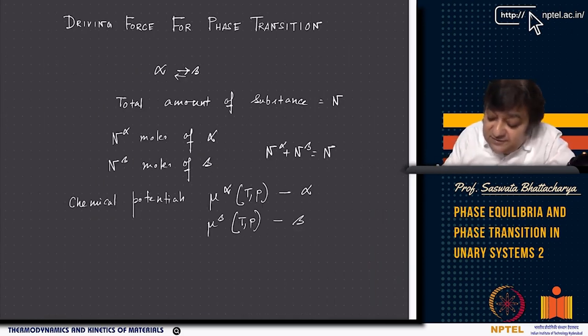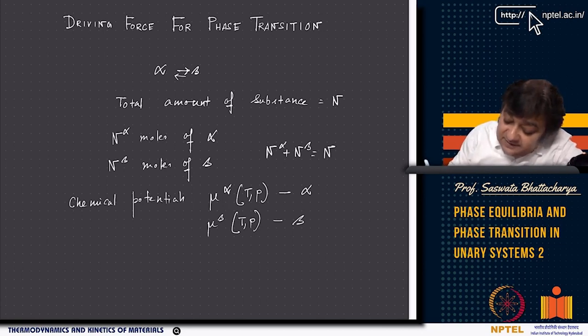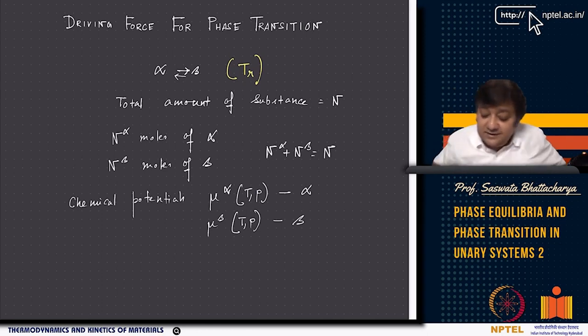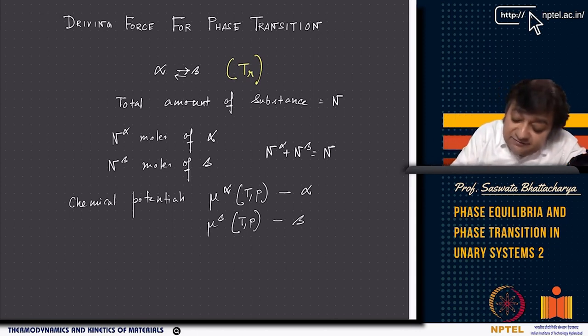Now, I will look at the driving force for phase transition. For example, this phase transition, alpha transforming to beta or beta transforming to alpha, depends on the temperature. If I say the temperature of transition is Tr, then at Tr, alpha and beta are in equilibrium. Now, think of a solid converting to liquid. A hundred percent solid does not instantly convert to a hundred percent liquid. During the process, you will see there is a zone between alpha and beta which is a combination of alpha and beta. So alpha and beta coexist. At the transition temperature, at the transition pressure, again, I have to define a transition pressure.